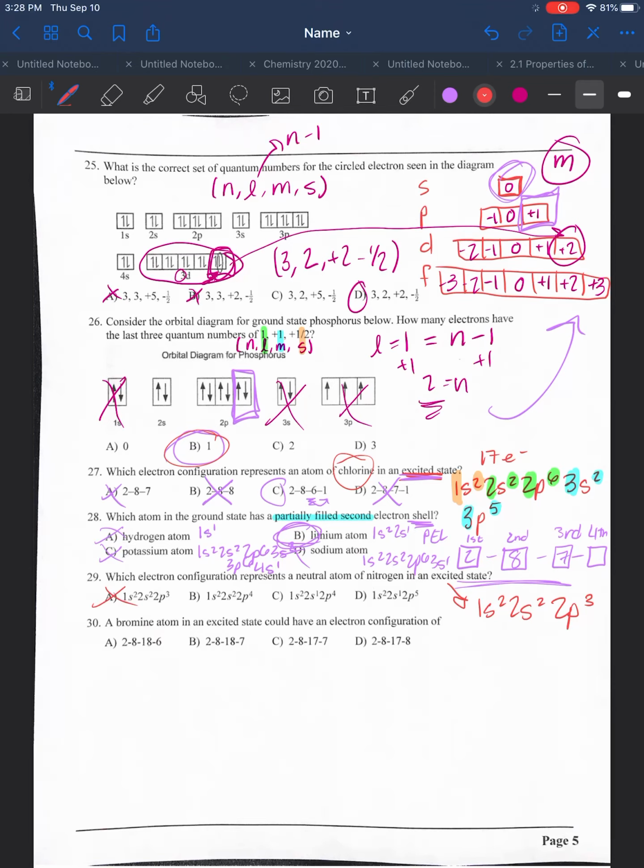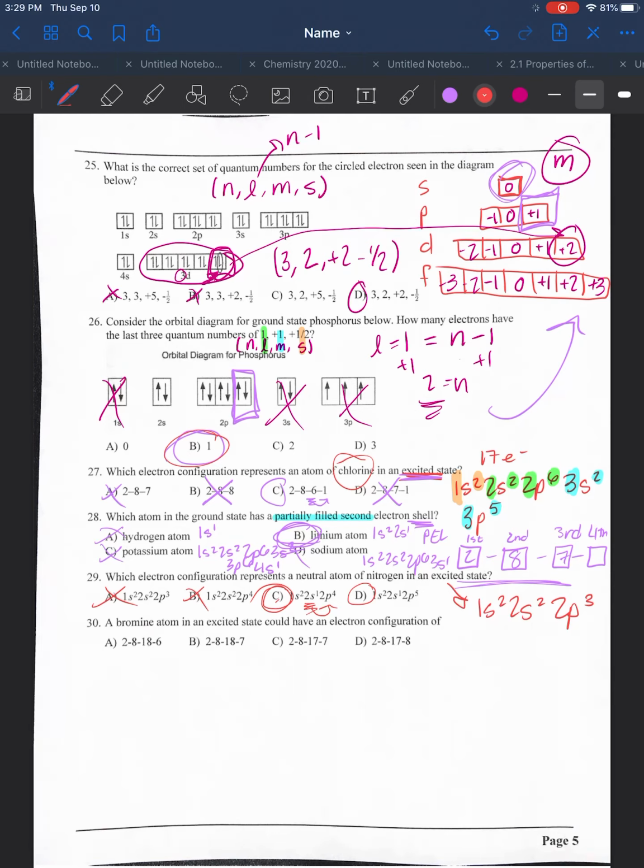So it can't be A, because that's our ground state. It can't be B, because it adds an electron. It can't be D, because here we are gaining two electrons. And it can't be C because it's losing an electron, so it has to be C, because we are exciting from the 2s to the 2p.